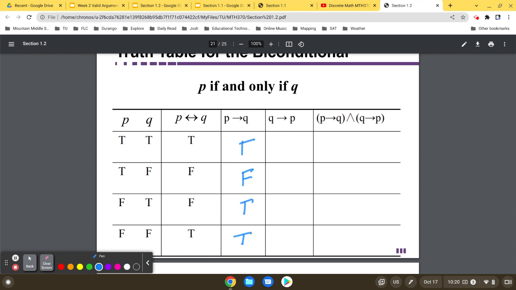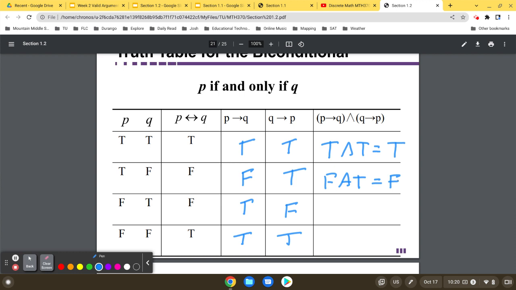We go the other way. So true and true gives me true. False to true gives me a true. True to a false gives me a false, and a false and a false gives me a true. So now we're going to go through there and show that it goes both ways. In this case right here, a true and a true gives me a true. This would give me a false and a true, and that's equal to a false.